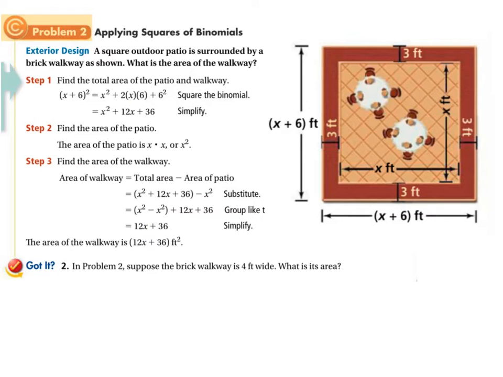Now, in problem number two, suppose the brick walkway was 4 feet wide. How would that change things? What's the total area? This is your got it problem, so you're going to pause it right now, and you're going to try and figure it out, but you're basing it on what we just did. So you can look back at this problem and see what we did there, and you're going to adapt your numbers to this new bit where the walkway is 4 feet, okay? Pause the video now, and unpause it when you have an answer that you want to compare to mine.